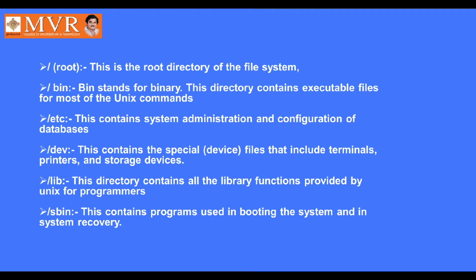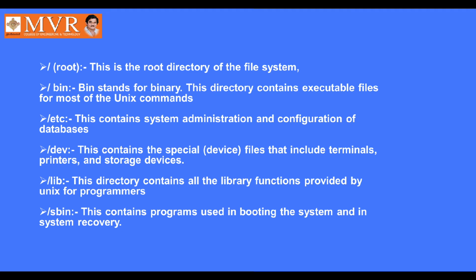Then the next one is the device directory. This contains the special files that include terminals, printers and storage devices. As I said earlier, because Unix treats each and everything as a file, this device directory will hold the information about all the terminals. That means if you are working in a network that contains, say, 60 systems, each system will be treated as a terminal, designated TTY, TTY1, TTY2, TTY3, and so on. If you are working on, say, the fifth system, then your terminal number will be TTY5.